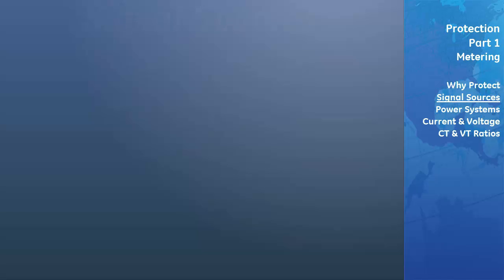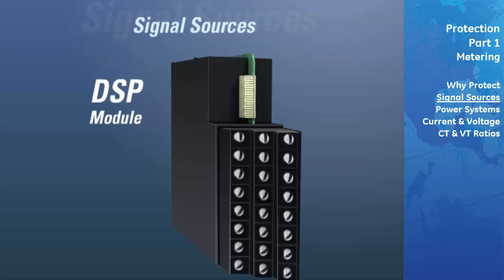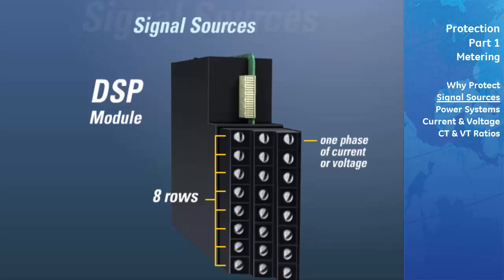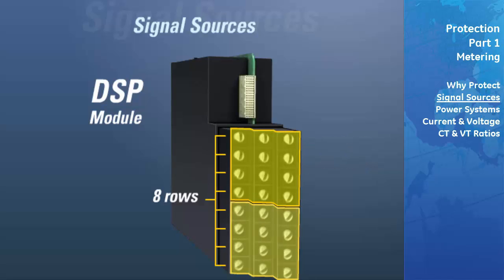In the universal relay, all current and voltage inputs are connected to the DSP module. The DSP module has 8 rows of inputs on its terminal block. Each row of inputs is used for measuring one phase of current or voltage. These DSP inputs are always grouped into 2 sets of 4 rows. Each group is used for measuring the currents or voltages from one power system circuit.